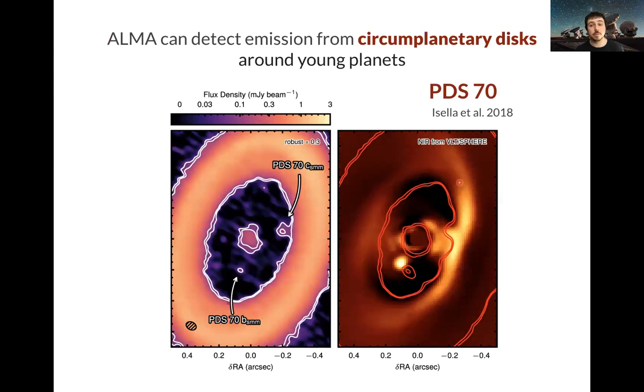ALMA can also detect circumplanetary disks. So when you have a forming planet, we also expect it to have a disk of gas and dust around it. And this is the most famous example of circumplanetary disks. This is PDS-70. This is an ALMA observation, and you can see some blob here and another blob here. And when we observe this in the near infrared, we also see this emission from the same locations. If there's some system in which you think there's a planet, and maybe the planet is in a gap, so that you can detect emission from the circumplanetary disk, then ALMA may be able to detect it.